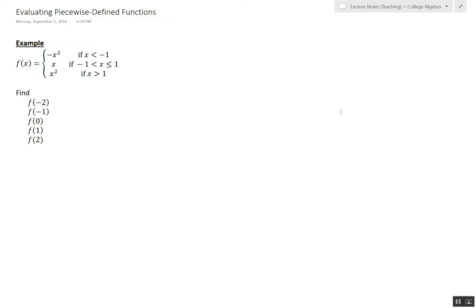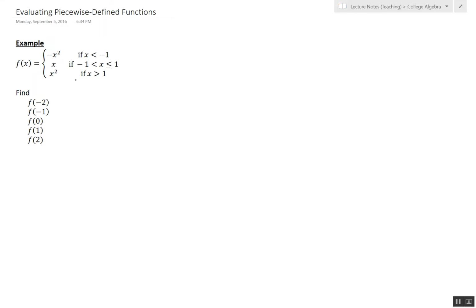Hi everyone, welcome back. We are now going to talk about evaluating piecewise defined functions. This is not specifically referenced in the text, it's kind of used implicitly, but I wanted to talk about it in a little more detail since this is a common area that people have struggled with in the past. So let's look at the different pieces here.